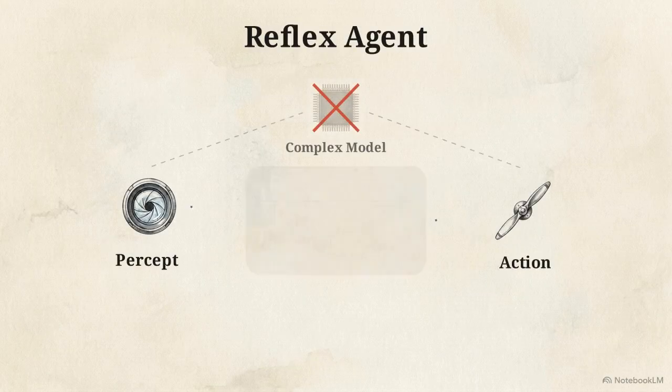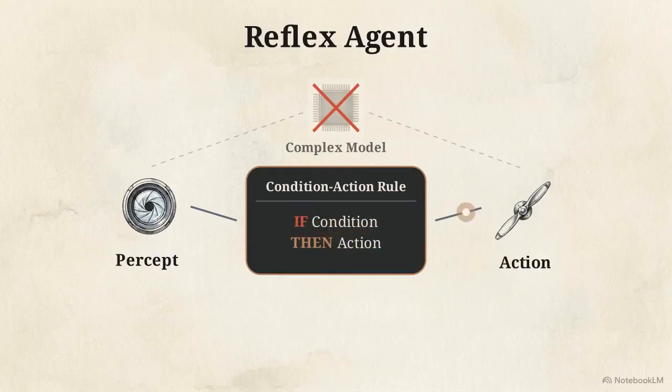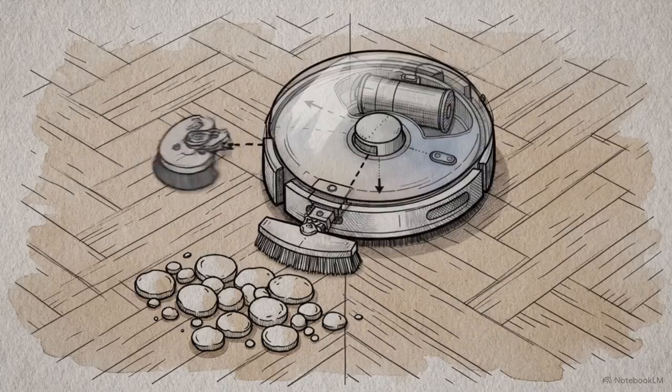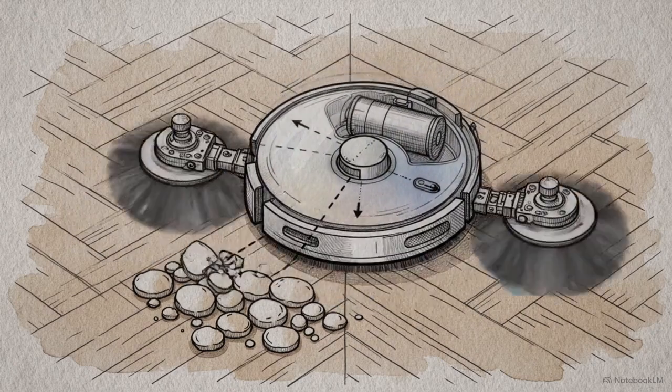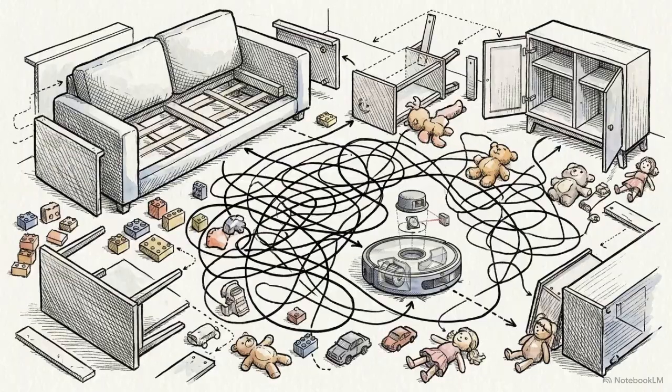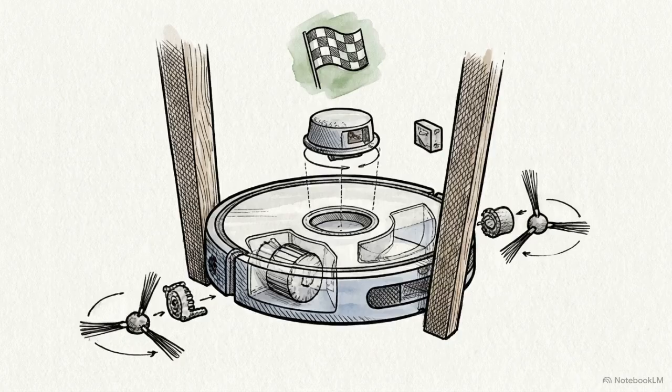The baseline tier is the reflex agent. This system operates entirely on rigid condition-action rules. Think of a basic robotic vacuum. If its sensor detects dirt, it triggers an action to activate the suction. It has no memory of where it has been and no overarching concept of the task it is performing. It simply reacts to immediate triggers. That knee-jerk reaction fails the moment the environment gets complicated.